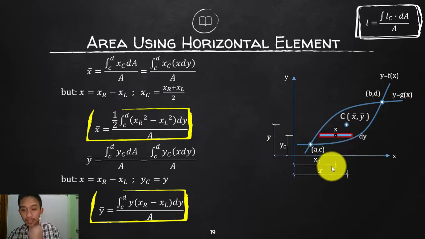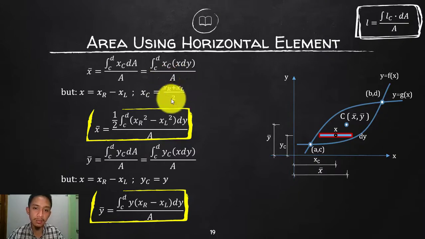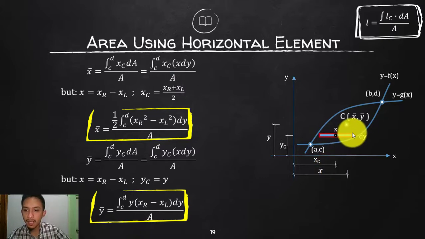So how do we get that one? According to what I wrote here, xr plus xl over 2. We summated the right and left and divided by 2. That is actually the average. Why? Because if you go to the concept of area, xr is the rightmost side of the element from the origin, and the xl is the leftmost side of the element from the origin, isn't it? So that distance xr is to this point here, and the xl is to the point there from the origin.